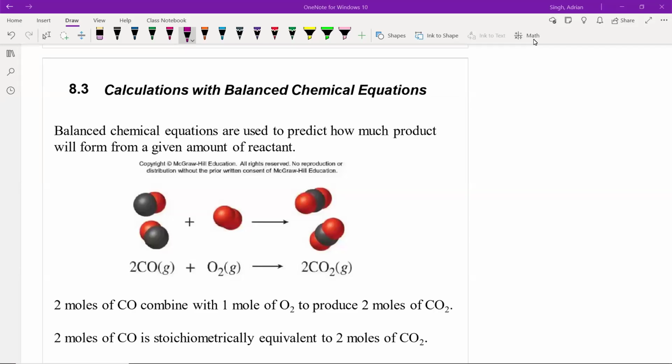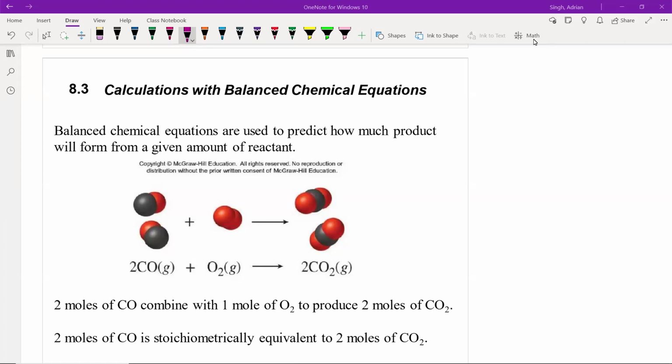So, we've talked a lot about what chemical equations are, how and why they are used, why we need to balance them, and we've looked briefly at a few different types of chemical reactions. Now, what we're going to do next is take a look at some of the ramifications of balancing our chemical equations.